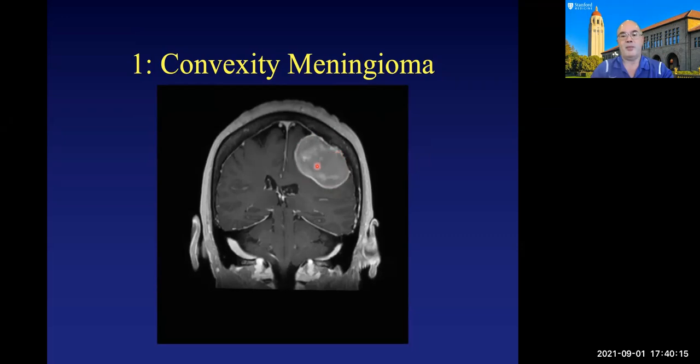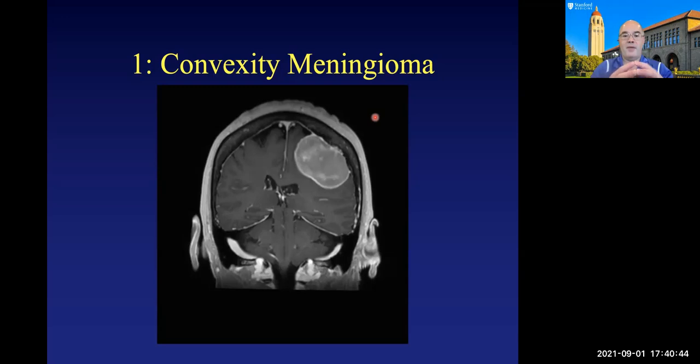So if you have a convexity meningioma, let's talk about what symptoms you can get. This tumor pushes on the brain, so you can develop symptoms based upon the location of the brain which the tumor pushes on. So if it's pushing on the area of the brain that controls movement, then you might get some weakness. If it pushes on the area of the brain that controls speech, then you might get some language dysfunction. Sometimes the tumor just pushes on the brain and you get some vague symptoms like headaches or a sense of head pressure. And other times, in the case of this patient, they presented with a seizure.